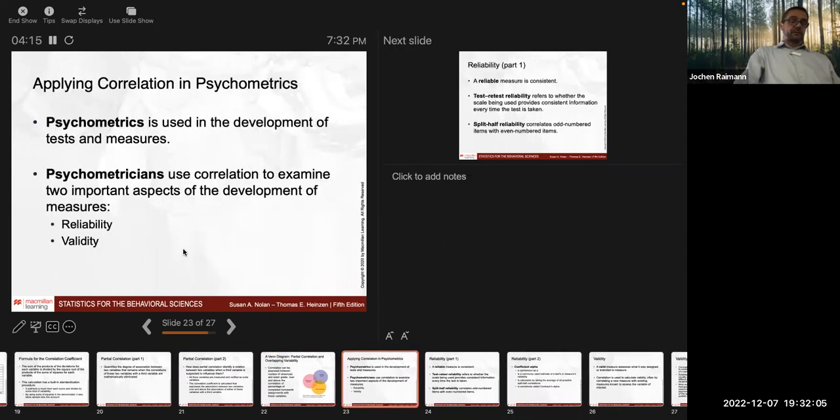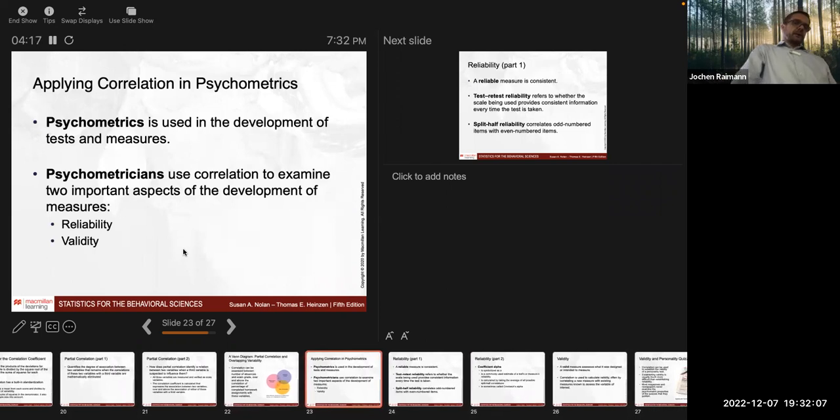Lastly, in the last 3 minutes, also quickly talking about psychometrics. Psychometrics are used in the development of tests and measures. Tests here means surveys in particular, which use psychological tools to measure a metric that reflects some psychological associations. So that's where it's used most frequently.